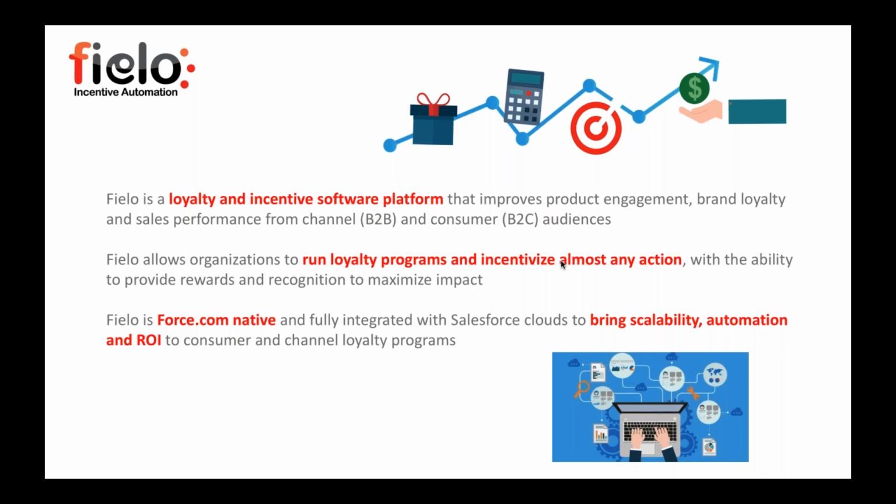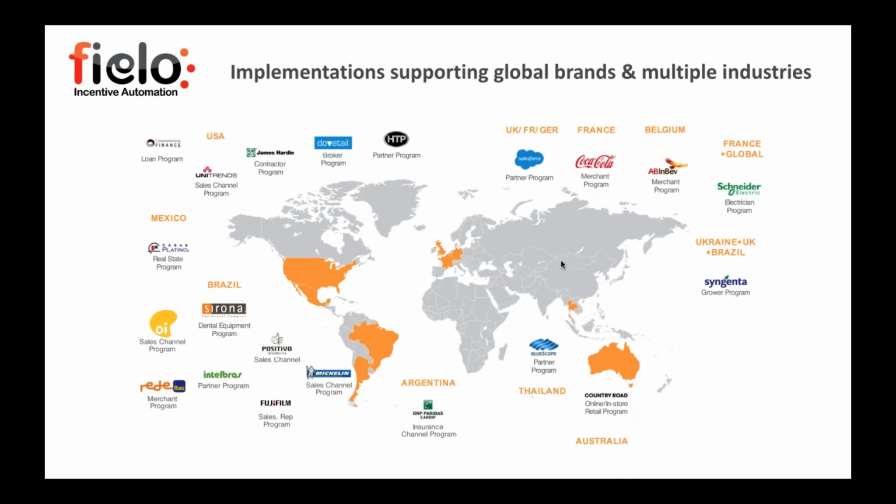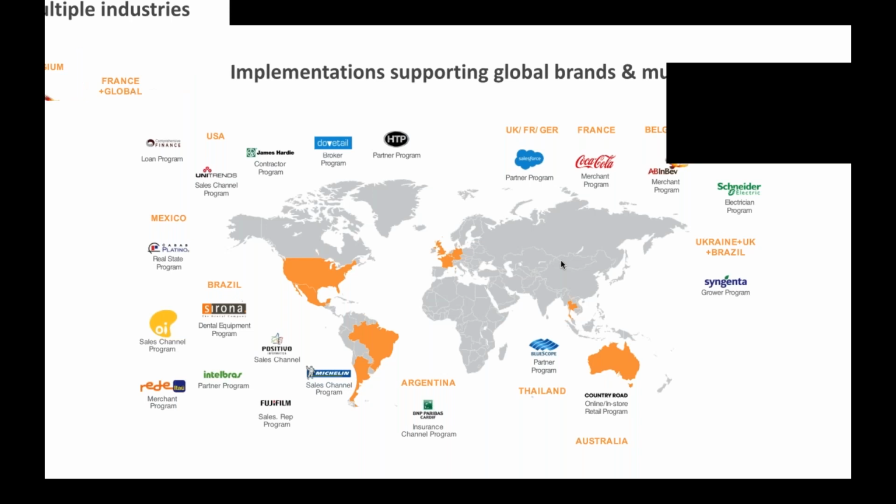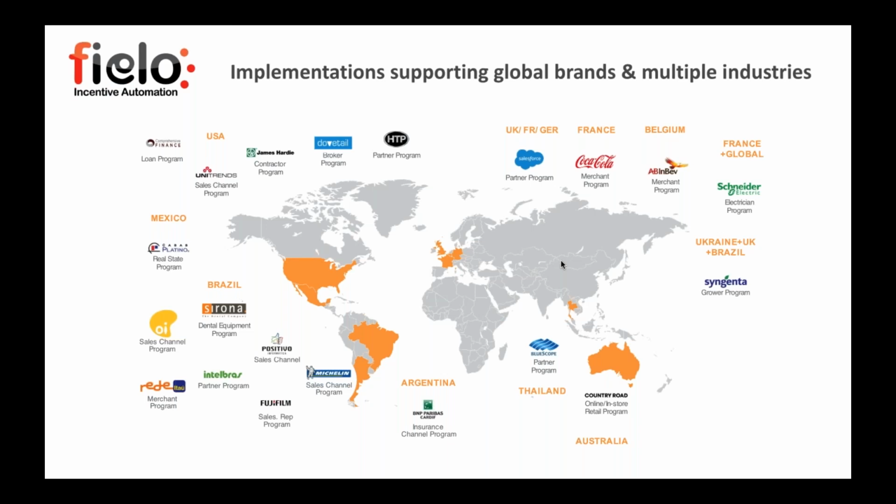We've had a lot of traction. We're a native Salesforce cloud. What we've seen in the marketplace is we've worked with a lot of global brands across many geographies, but also many industries. When we're talking about the B2B channel partner incentive stream, CPG, manufacturing, high tech, anytime you have a channel-centric company that needs to automate channel engagement, channel interaction, channel revenue, Fielo can be used, as well as consumer loyalty along with online and in-store retail.